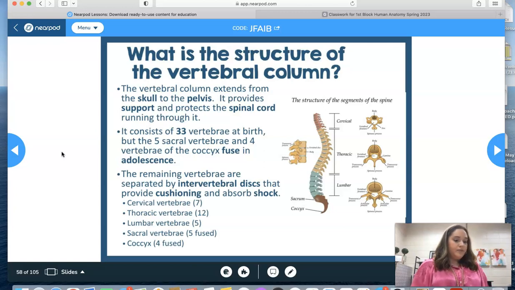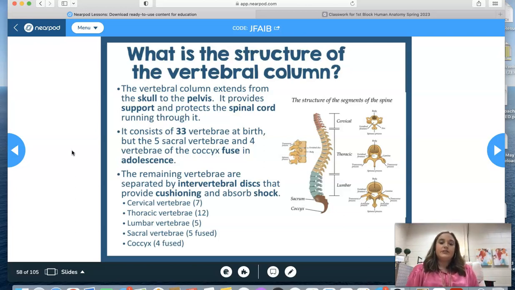Alright, so by now you should be done with the gym kit. So we're going to go ahead and continue our notes on the vertebral column. If you have a physical copy of notes, go ahead and get those out. If you do not have a physical copy, there is a Google Doc on Google Classroom with these guided notes that you need to fill in while we are discussing the vertebral column.